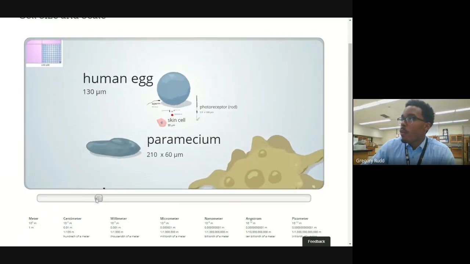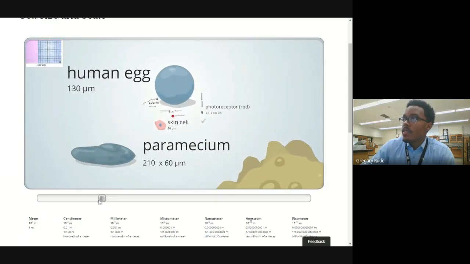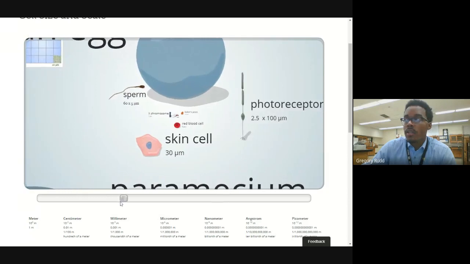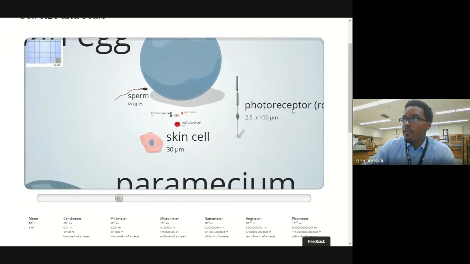You've got an amoeba. Now we're starting to get into the size of a cell. We've got a human egg cell, which is actually pretty big. It's 130 micrometers. But then we've also got a skin cell, which is only 30 micrometers, so that's smaller. On the right, you see a photoreceptor, which is a cell that's in the back of your eye, which allows you to process light.